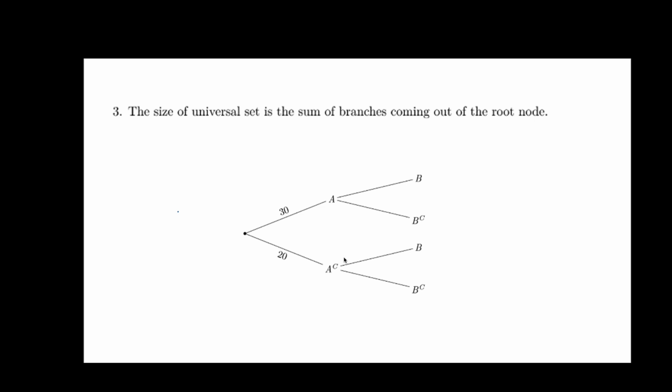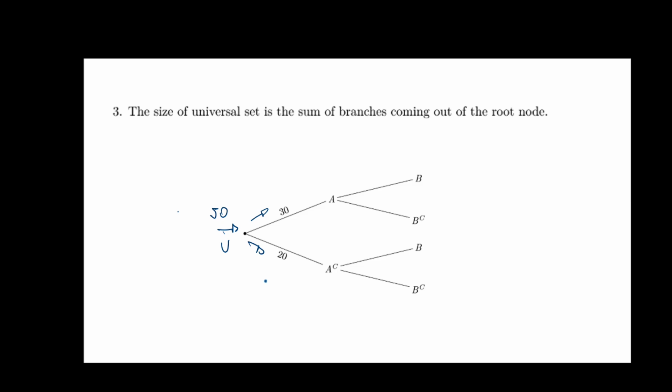This is the third rule, which is actually the first rule. I don't know why they state it this way, but we know that the size of the universal set is the sum of the branches coming out, which is the rule that whatever comes in has to come out, right? So if 30 plus 20 is coming out of the root node, how many elements do I have in the universe? Well, 50, right? Because whatever is coming into the node has to get out of the node. Cool?